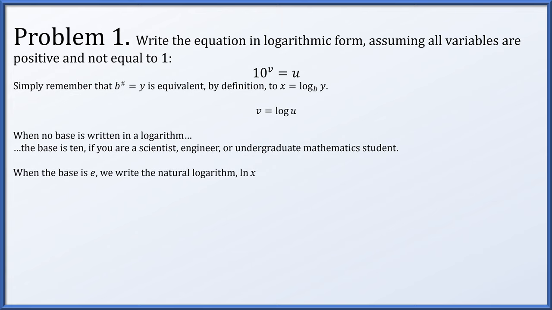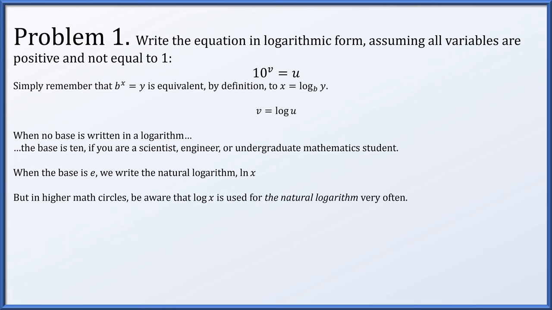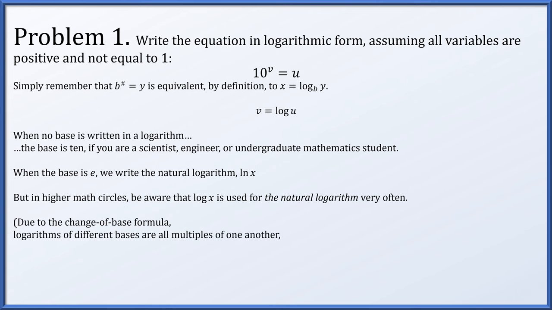If we were using a base of e, we would write the natural logarithm ln of x. You should know, however, that in higher math circles, simply log x without a base is used for the natural logarithm very, very frequently. Due to the change of base formula for logarithms, if you want to change the base, all you have to do is multiply or divide by a certain constant. So logarithms of different bases are all multiples of one another. So only one base for logarithms is really necessary. By multiplying by a constant, you can change the base to whatever you want.